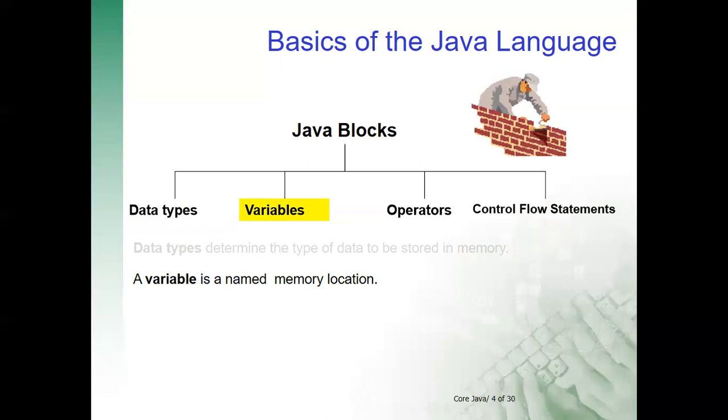So what are these variables? Variables are nothing but the names that we define for the memory location. In my computer, there is lots of memory. At some location you are going to store the data. Where you are going to store the data, it will have its own address, a memory address.